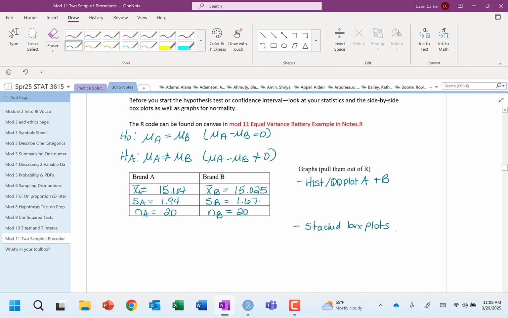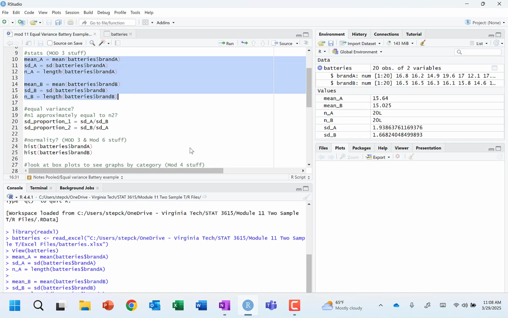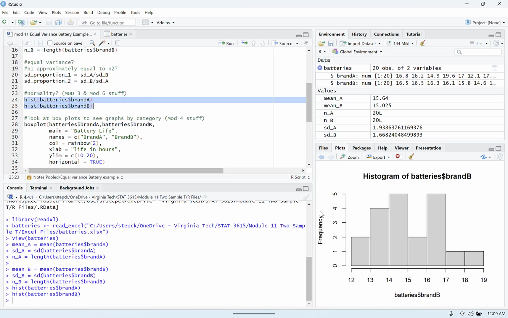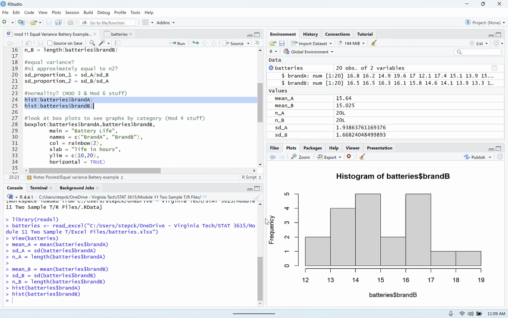We want to take a look at some graphs. Oh, by the way, I also satisfied conditions here, but I'll come back to these in just a minute. The histogram, I'm going to look at these histograms real quick. And you guys, I don't really need to use good graphing skills here because I'm just looking to see the shape. So I'm going to run this data.